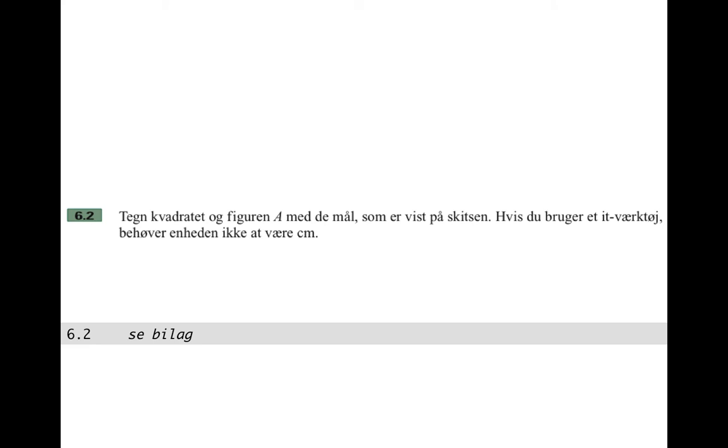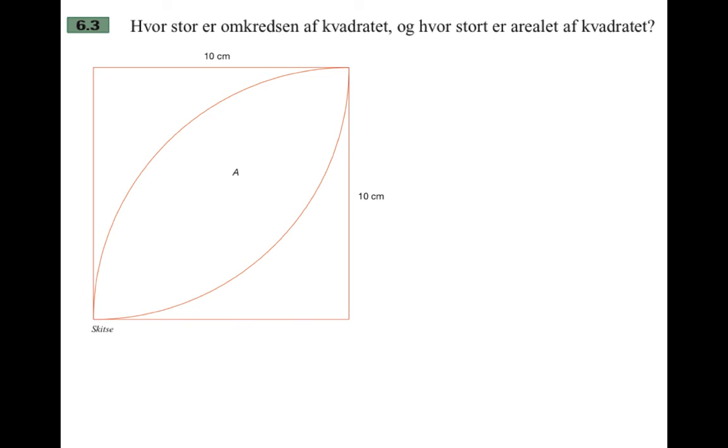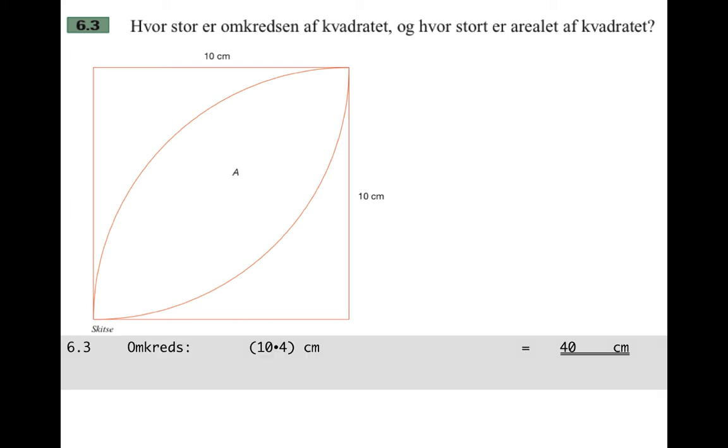So on my main answer sheet, I'm just writing see the attached thing. And question 6.3 asks you what the perimeter, omkreds, and the area of the square are. So that's fairly straightforward. The perimeter is just 40 because it's 4 sides that are 10 centimeters each. 10 times 4 is 40 centimeters. And then the area, just 10 times 10, and remember that's centimeters squared for an area, so 100 centimeters squared.